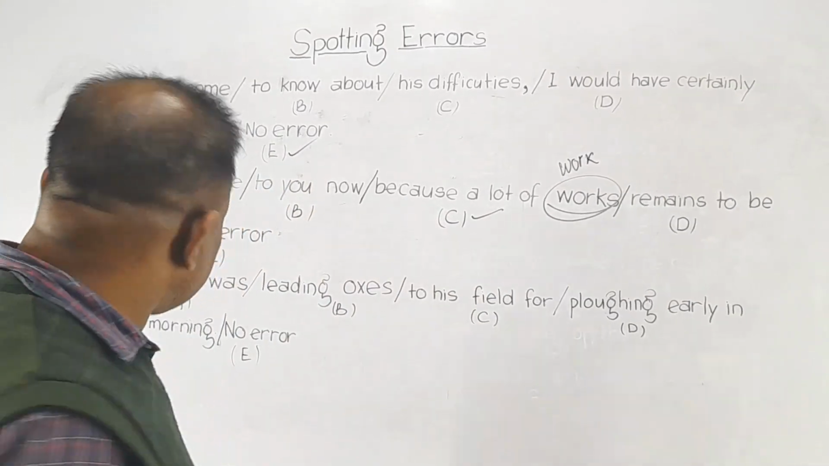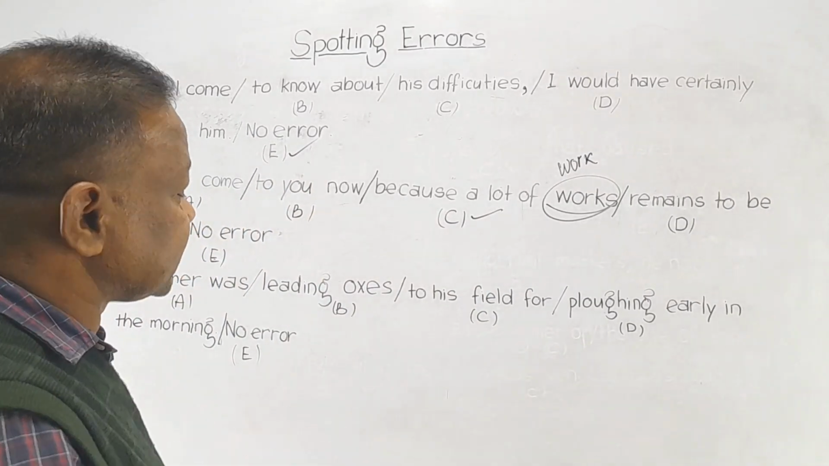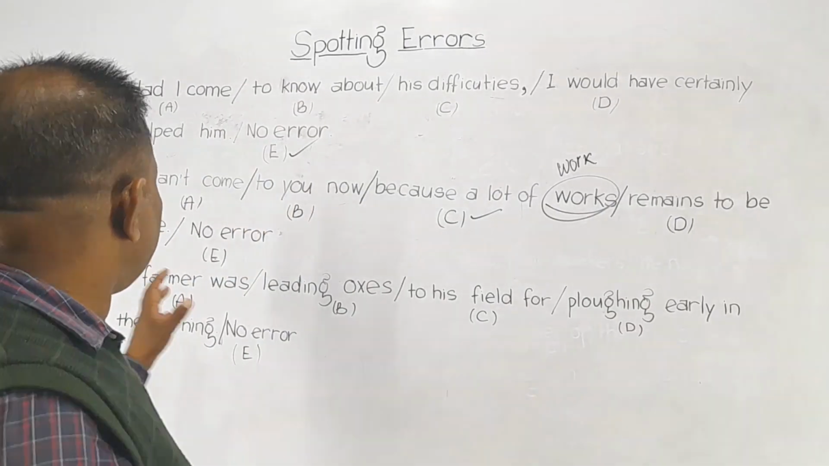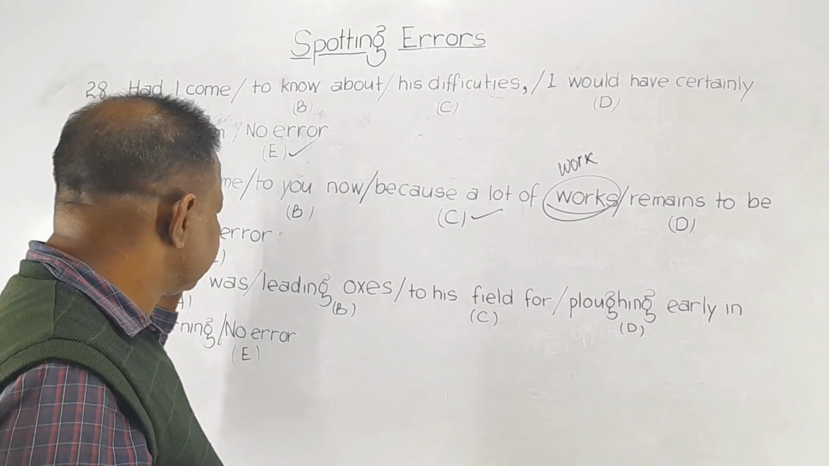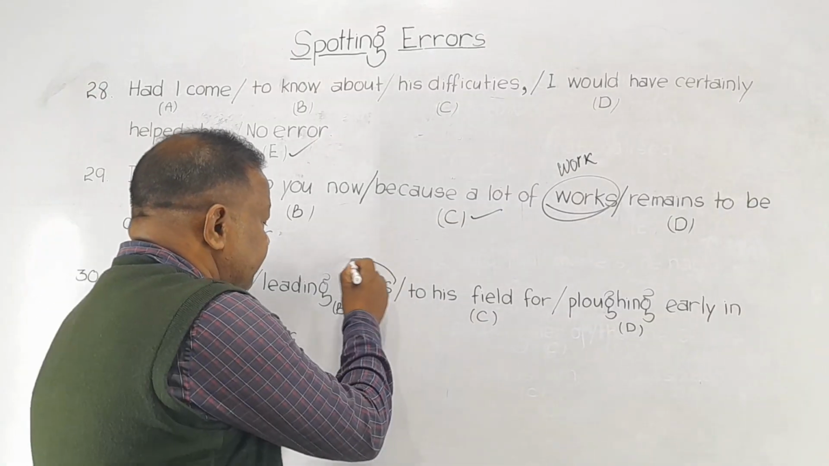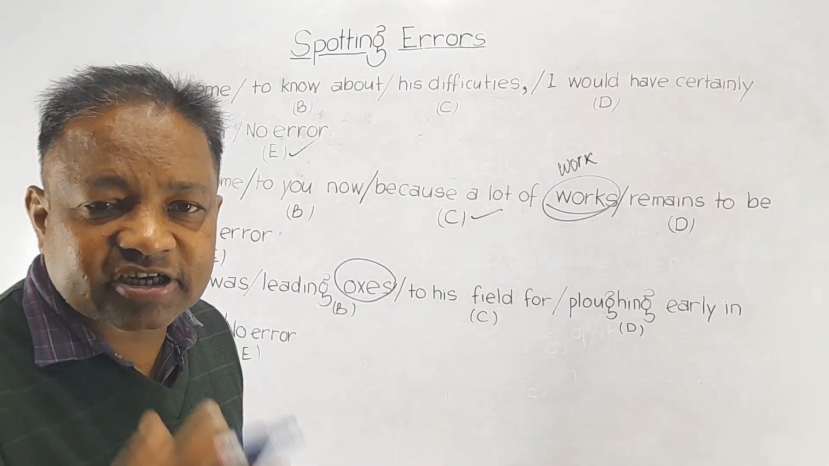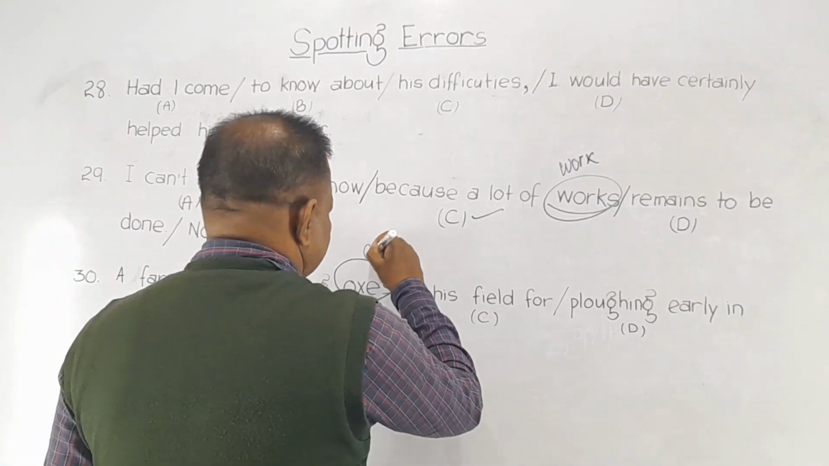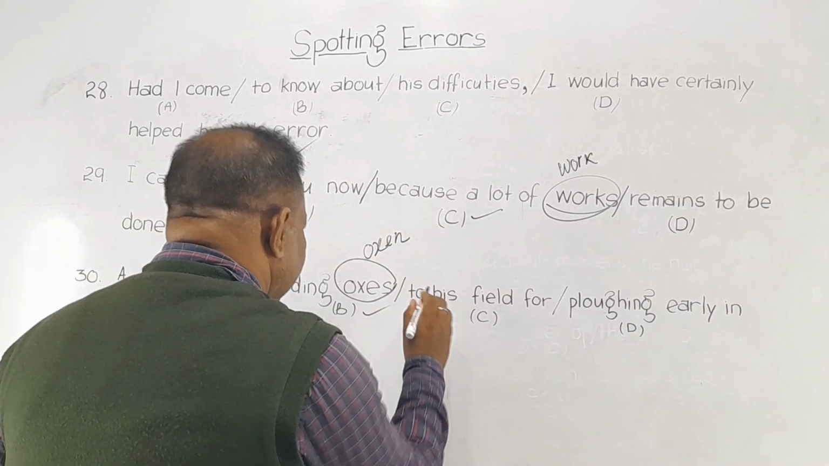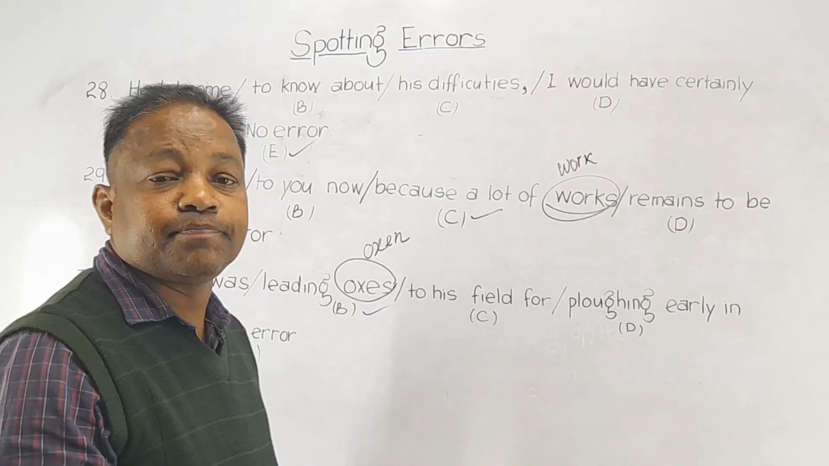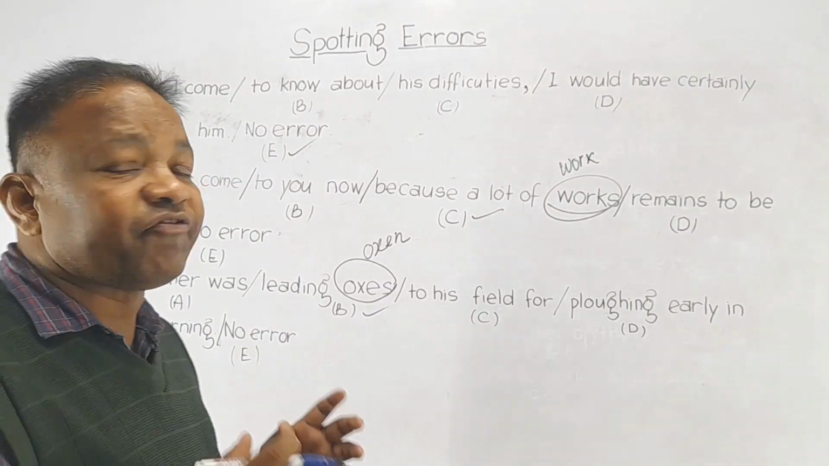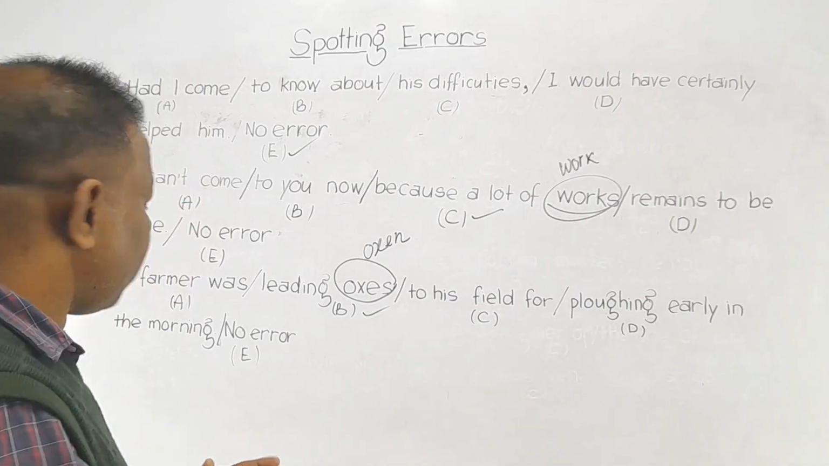Last question, number 30. A farmer was leading oxen to his field for plowing early in the morning. A farmer was, no problem, correct? Leading oxen, yes, the error is here. The plural form of ox is not oxes, oxen. So the answer is in part B. The correct answer is: a farmer was leading oxen to his field for plowing early in the morning.